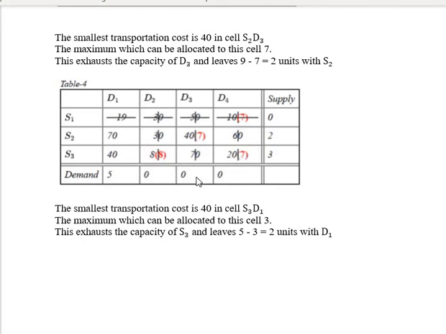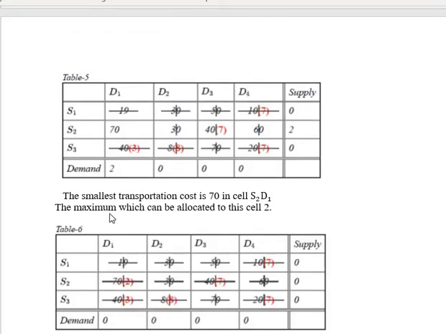From the remaining rows and columns, see the minimum transportation cost, which is 40, that is in the cell S3D1. Then the maximum which can be allocated to the cell is 3, that is the minimum of the rim values 3 and 5. This exhausts the capacity of S3 and leaves 5 minus 3 equal to 2 units with D1. So we will get that table 5.